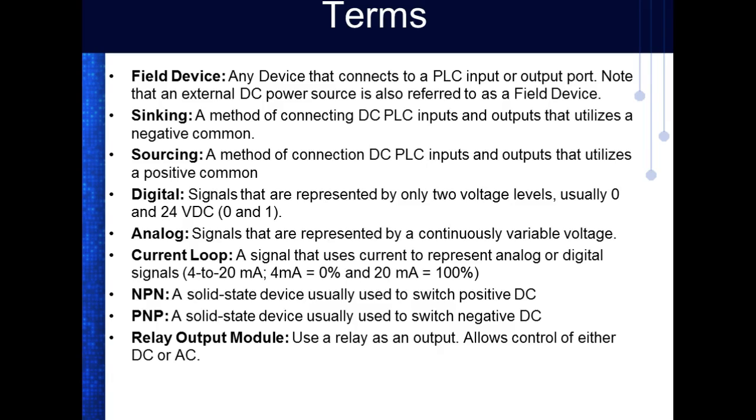NPN, we're not going to get into trouble. A lot of this, if you get into solid state, you'll take this. The NPN are basically solid state devices, usually used to switch positive DC, and then PNP are solid state devices that you use to switch negative DC. And then we have what we call relay outputs. So these are outputs or inputs, but these relay output modules can be used to control either AC or DC. Now, the advantage of these guys is they're extremely fast.